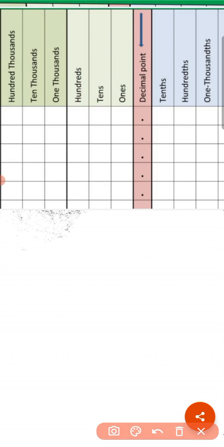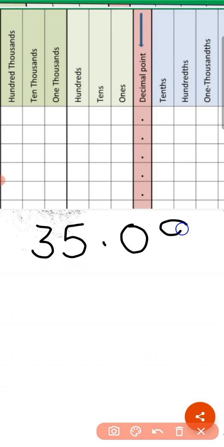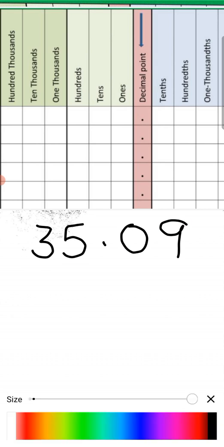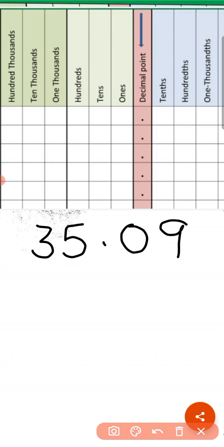Now let us do a few examples. 35.09. Which is the whole number part, children? 35. Okay. Let us place the digits first. 5 ones, 3 tens. So 5, 3 here. That is over.